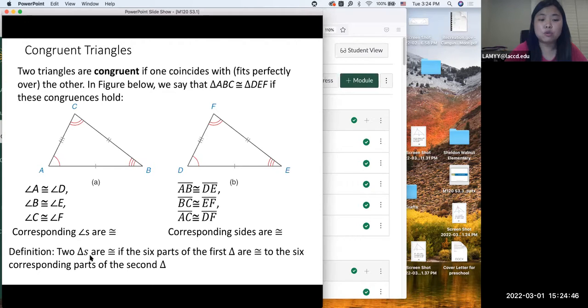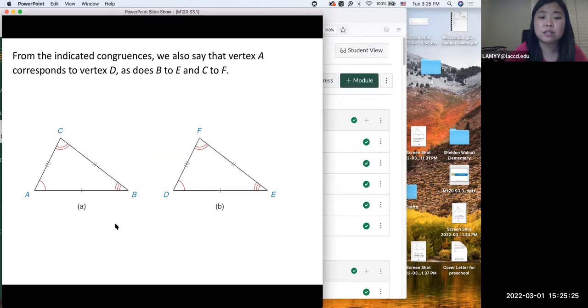So the definition: two triangles are congruent if the six parts of the first triangle are congruent to the six corresponding parts of the second triangle. This definition is an if and only if. If you can prove that these six parts are congruent to the second triangle's, it means the two triangles are congruent. Or if I say the two triangles are congruent, that means the six parts of the first triangle are congruent to the corresponding parts of the second triangle. So this is an if and only if: three angles and three sides.